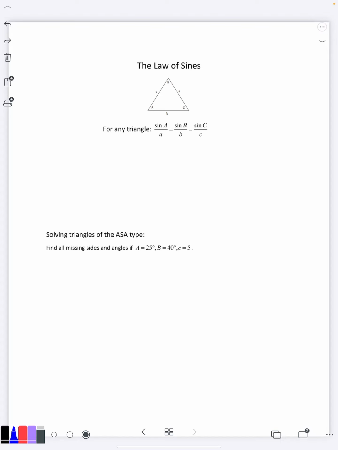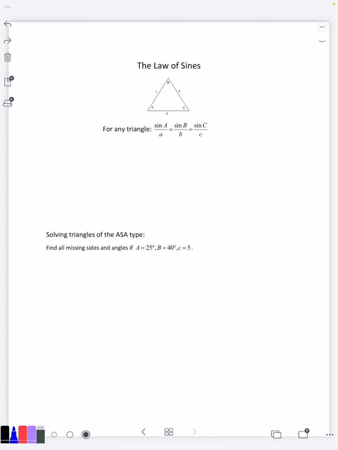But the thing is, SOHCAHTOA only works on a right triangle where one of the angles is 90 degrees. The law of sines is a much better situation because it works no matter what triangle you have. You have a right triangle, you have an acute triangle, you have an obtuse triangle. It doesn't matter. Always, law of sines is going to hold true.